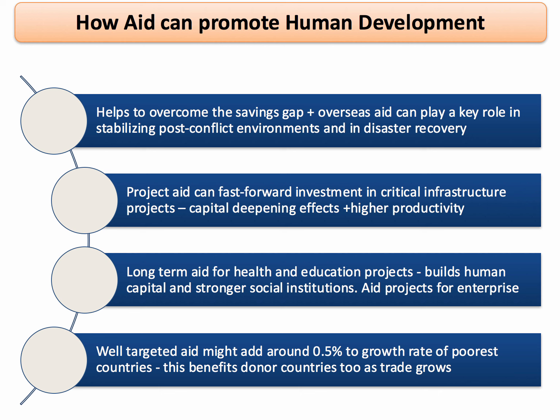Long term, a commitment to aid is important for health and education, to build human capital, to address the consequences of malnutrition, and hopefully aid linked to building more democratic and stronger social and political institutions. Aid projects for enterprise, for example, can be quite important. According to some economists who favour aid, well-targeted, effective aid can add perhaps around 0.5% to the growth rate of the poorest countries. And of course, if those countries grow and become lower middle-income nations over time, the aid itself can benefit the donor countries too, in the form of increased trade in goods and services.